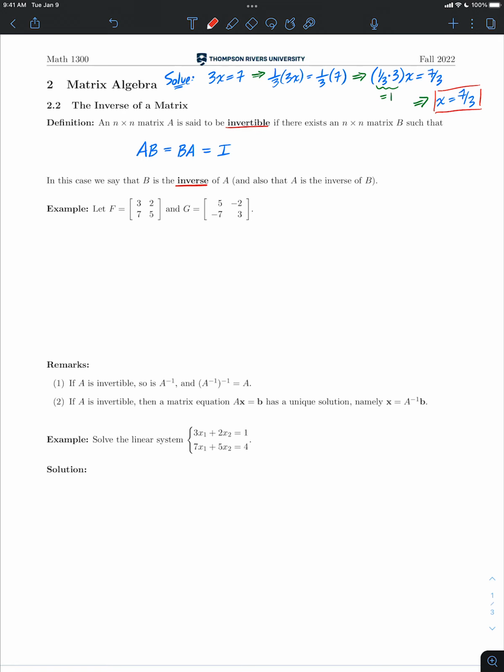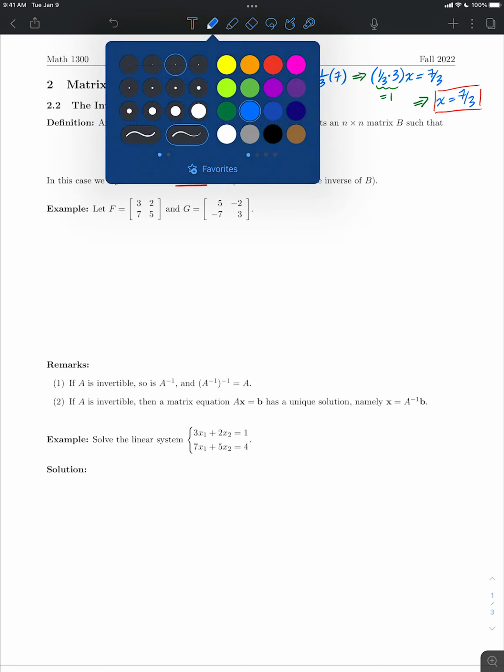Really what it comes down to is this. Two square matrices are inverses of each other if you can multiply them together and get the identity. That's, roughly speaking, what we just said. We said it with more formal language. Okay, let's look at an example.